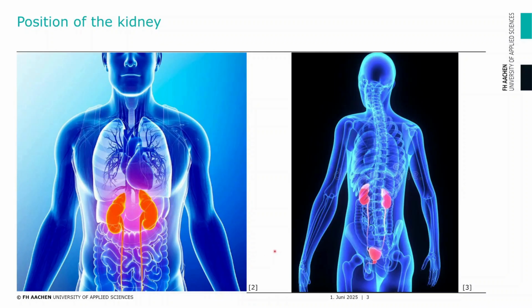The picture on the left shows the position of the kidney from the front. The picture on the right shows the position of the kidney when we look at the human body from behind. It is easy to see that the kidneys lie far back in the body and that the right kidney lies lower than the left due to the liver.